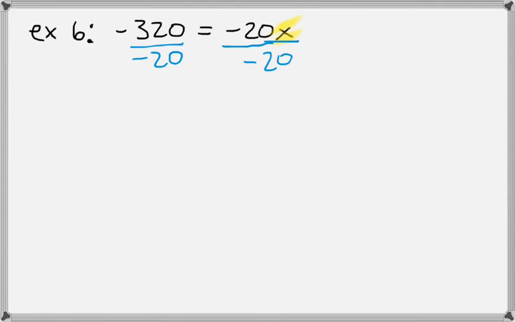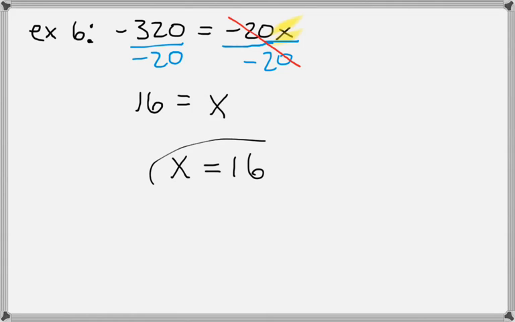On the left, we have negative 320 divided by negative 20. That's going to give us a positive 16. And over on the right, we have negative 20x divided by negative 20. Negative 20 divided by negative 20 is a 1, so it is going to cancel out, leaving us with our x by itself. So we have our final answer of x is equal to 16.